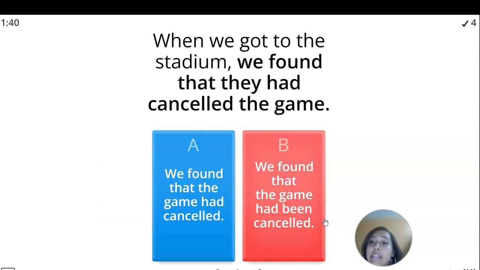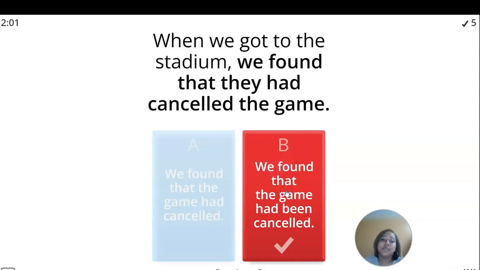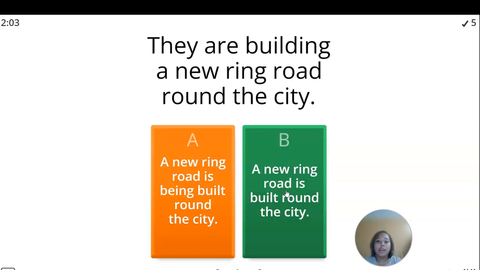So when we got to the stadium, we found that they had canceled the game. So first one, we found that the game had canceled. We found that the game had been canceled. So past perfect, right? Good. Now let's move forward.